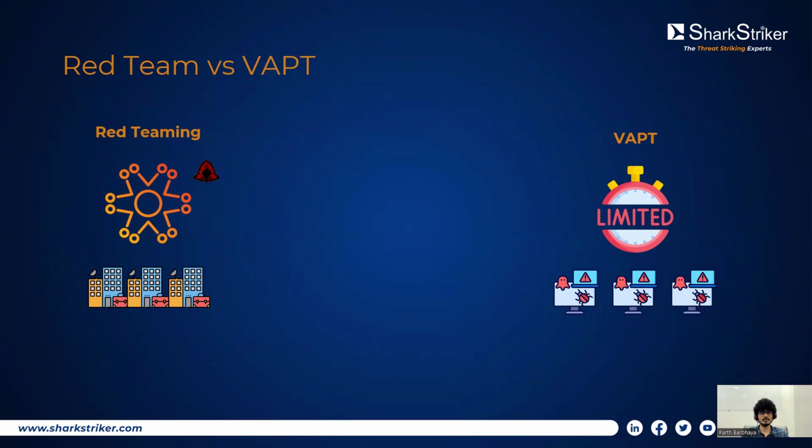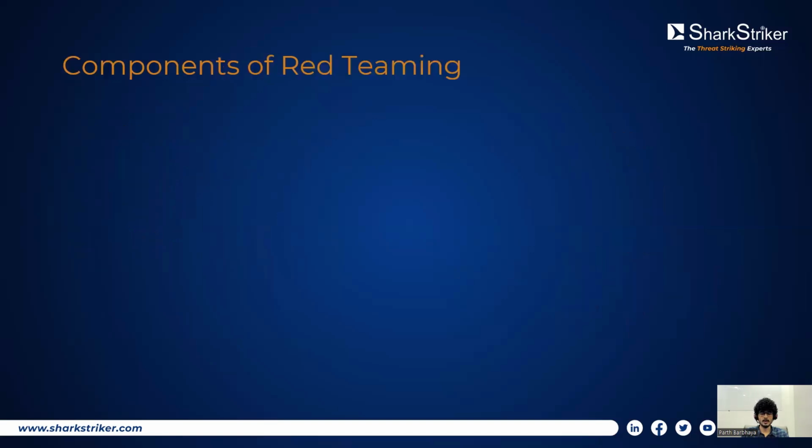Next, if we talk about stealth and persistence, the goal of the red team is to stay hidden for as long as possible. This tests how good we are at spotting sneaky attacks. Moving to the objectives. Red teaming is like a treasure hunt with specific goals. The team aims to achieve objectives like accessing sensitive data or compromising critical systems. Now that we have understood the differences between red teaming and VAPT, let's dive into the exciting phases of red teaming operation.